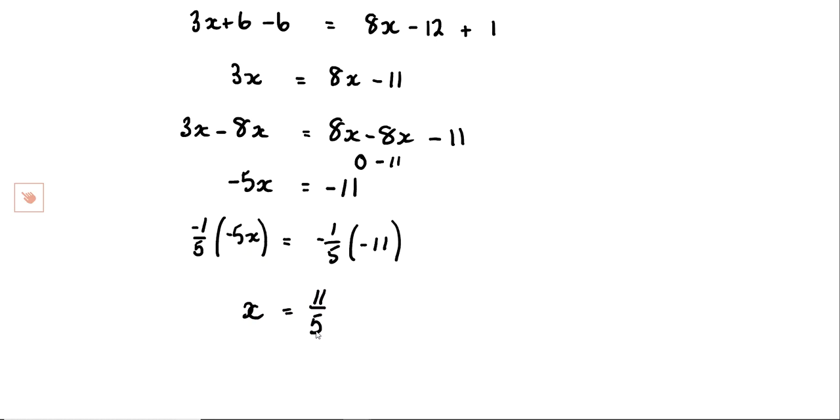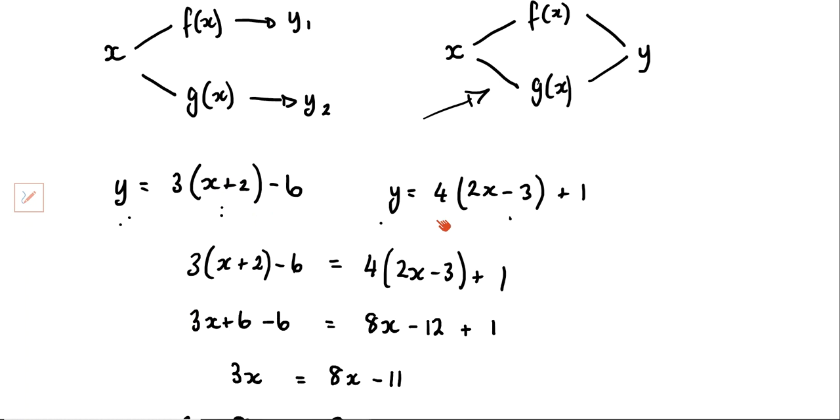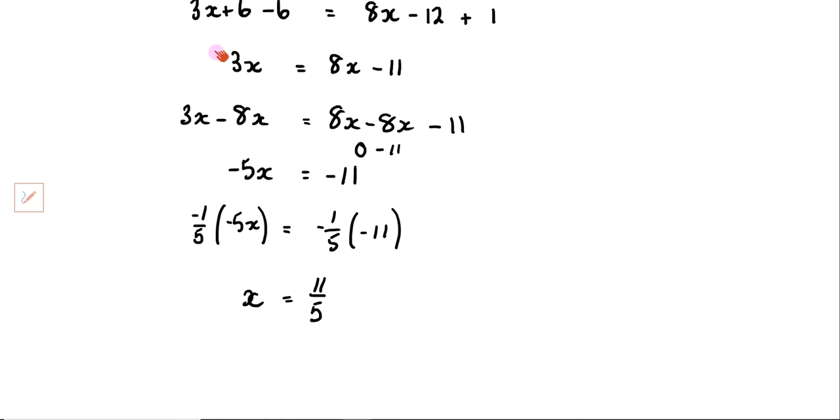So I found the x that, if I put it in, gives me the same y. I don't know what the y is yet. How do I do it? Plug it in. Okay? Now, really, I should be able to plug it into either of them, yeah? Should work, should give me the same answer. All right? So which one would you like to plug it into? 3x. So I'm going to use the 3x plus 2 minus 6. Okay? So y can be found by doing 3 lots of x plus 2, then subtract 6. That's what I read that as.